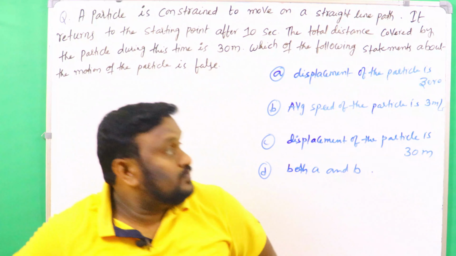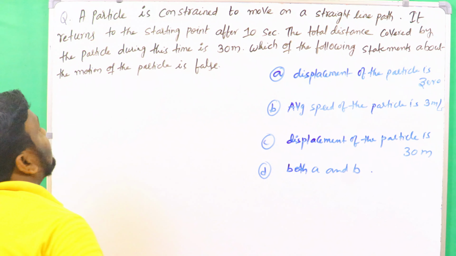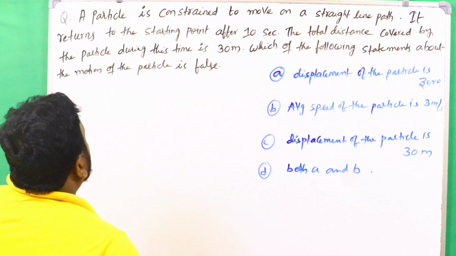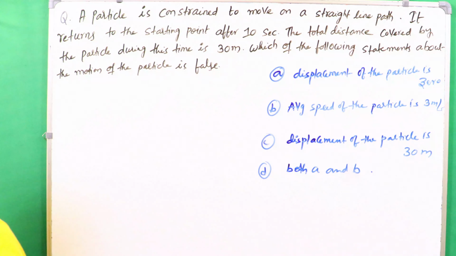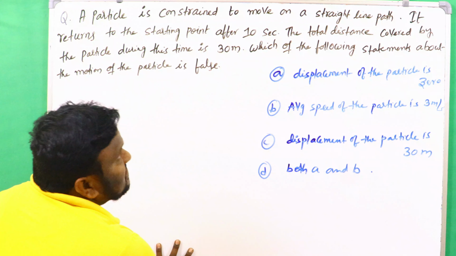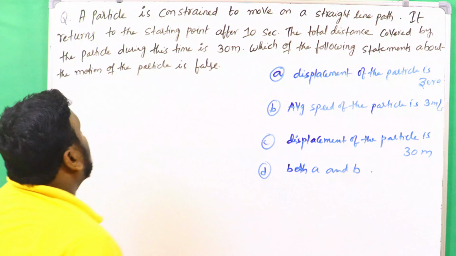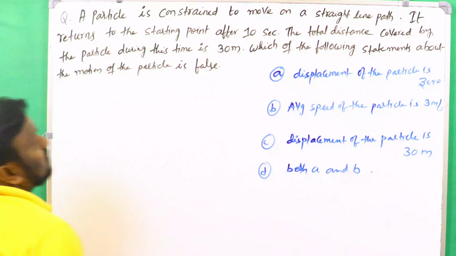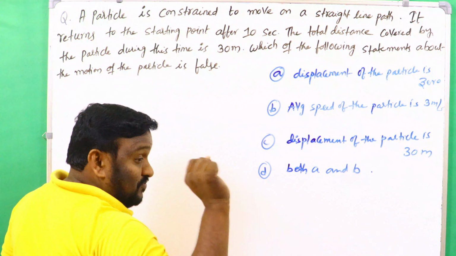Let's see one more problem. A particle is constrained to move on a straight line path. It returns to the same starting point after 10 seconds. The total distance covered by the particle during this time is 30 meters. Which of the following statements about the motion of the particle is false? See once again. A particle is constrained to move on a straight line path. It returns to the same starting point after 10 seconds. The total distance covered is 30 meters. Which of the following statements is false? So four options are given. Among them we have to identify which is false, not true.